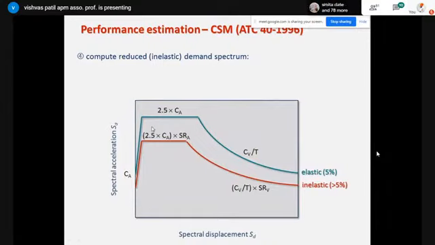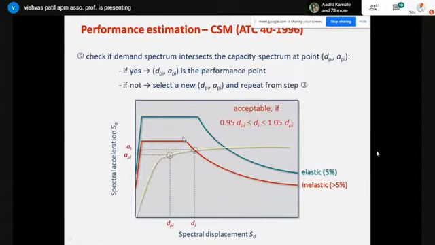Therefore, lateral load resisting capacity goes on reducing. Damping increases, time period also increases, and therefore the structure will not take the seismic load as in the case of the previous one. So there is a reduction in the demand. This is called spectral reduction. So there is spectral reduction in both sets: acceleration is reduced and displacement is also reduced.